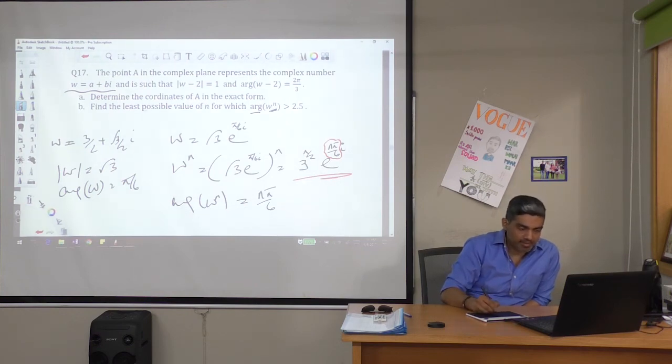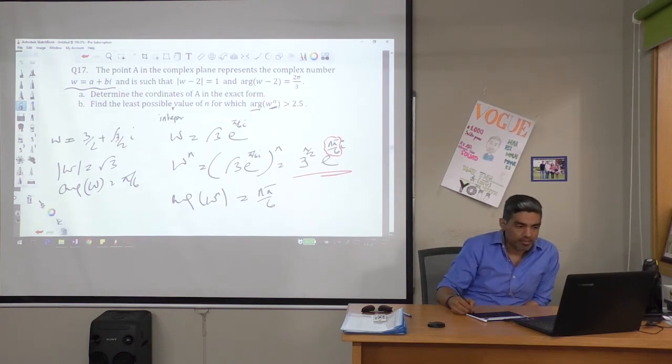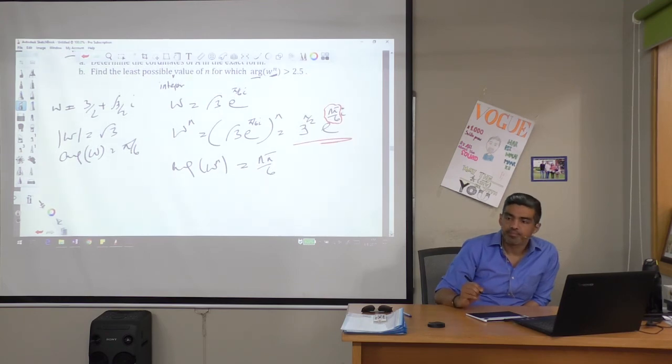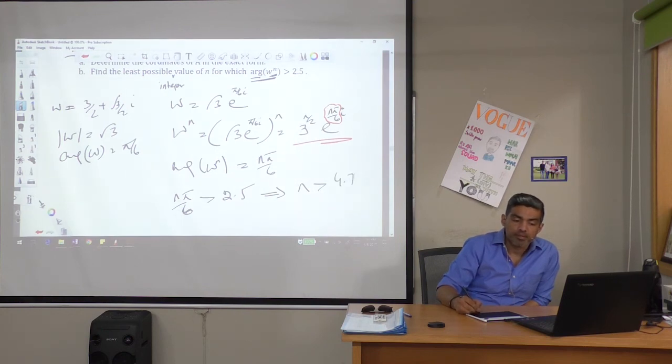Okay, I'm just rephrasing this question. Find the least possible integer value. Okay, so they're saying the argument of this one is greater than 2.5. So does that mean n pi by 6 is greater than 2.5? So this implies n is greater than 4. Okay, which means the smallest possible integer value of n would be 5.